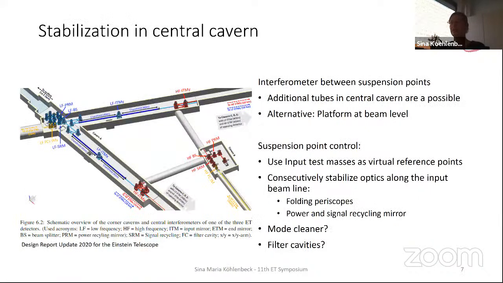And if we have a look in the central cavern, we see that we have many more of these tall suspensions. And in principle, we would like to stabilize all suspension points relative to each other. So we would, for example, start at an input test mass and then consecutively go down the beamline and also stabilize the folding periscopes as well as beam splitter, power and signal recycling mirrors, maybe even the mode cleaners, the filter cavities, and so on. So instead of additionally installing tubes to have access to the suspension points, we could also introduce platforms that would then be on the beam level already.